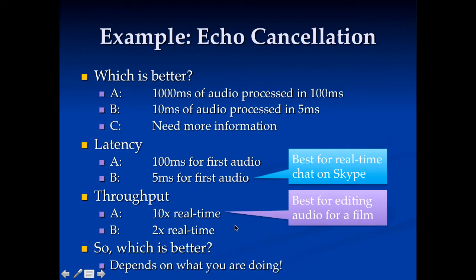On the other hand, say you were editing a film. You wanted to go through all the audio in a film and remove echoes. Well, this one is going to go 10 times faster than real time, whereas this one's only 2 times faster. So in this case, where you don't care about the latency of individual results, you care about the bulk processing, the one that has the higher throughput is better. In the case over here where you're doing a real-time interaction where you care about latency, then it's going to be the one that's latency limited that's really the important one. So again, whether you care about latency or throughput depends on what you're doing.